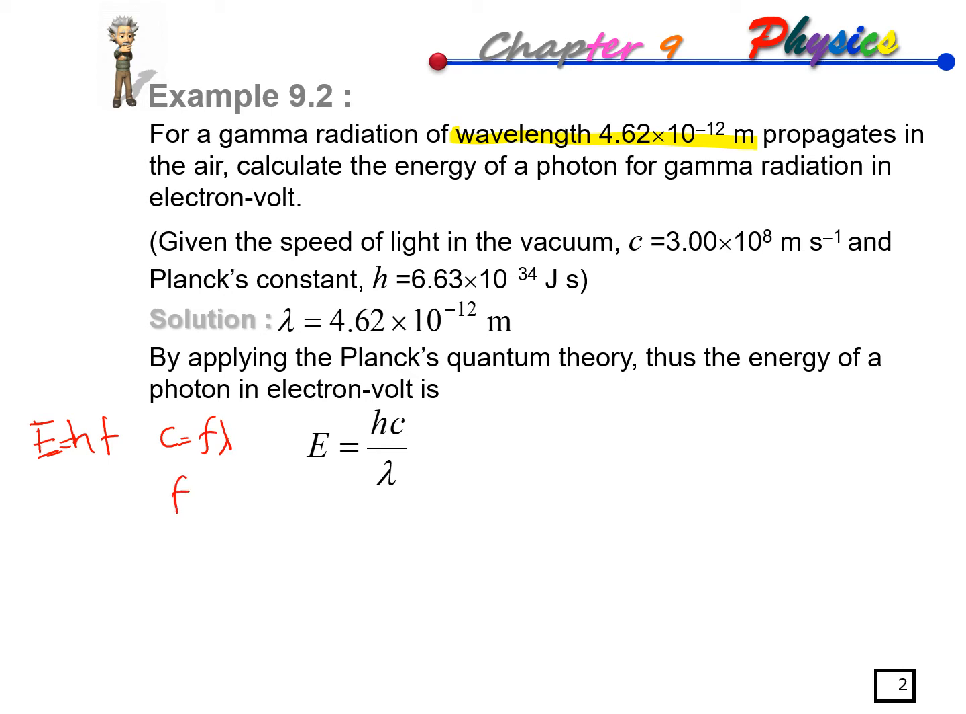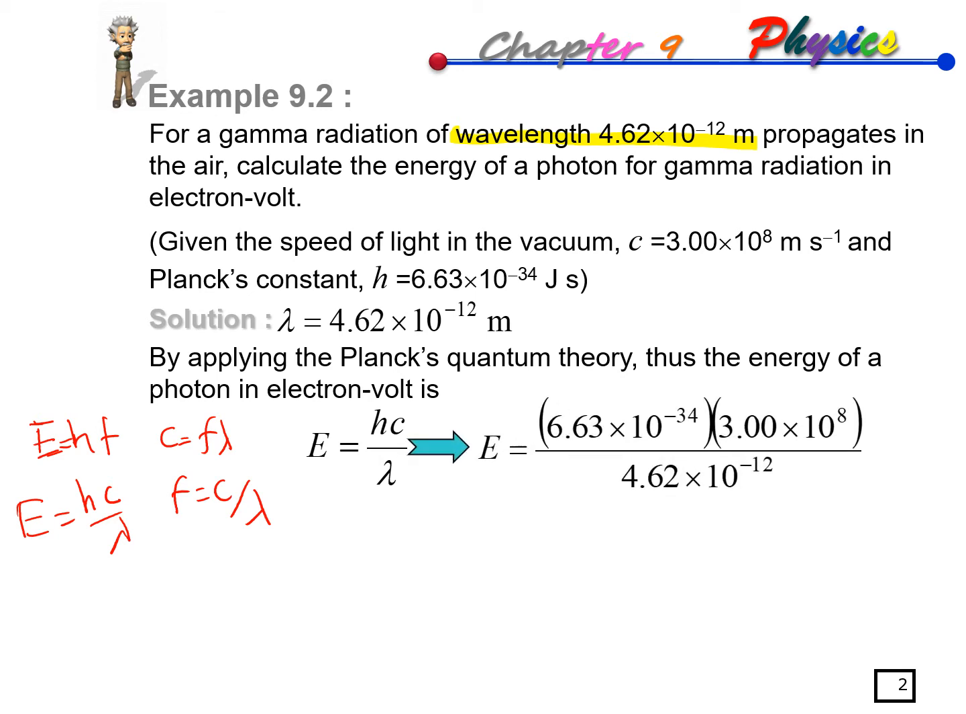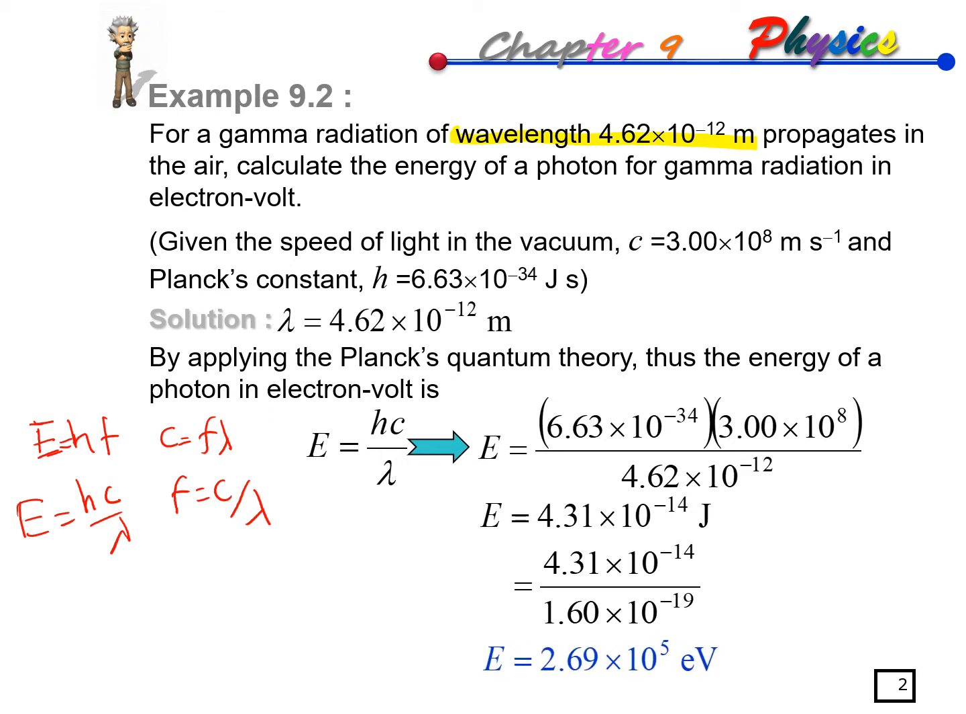Therefore f will be equivalent to c over lambda. Just replace this over here, so that is why you end up with E equals hc over lambda, for this equation. Since you have rearranged, straight away you can replace in. You will end up with the final answer, which is given in joule. To convert into eV, divide with the constant value of e, which will end up with 2.69 times 10 to the power of 5 electron volt.